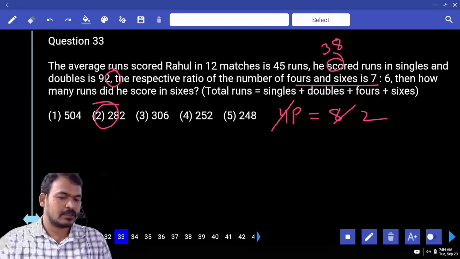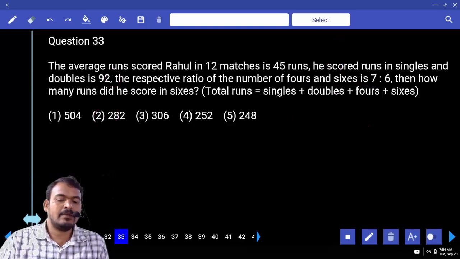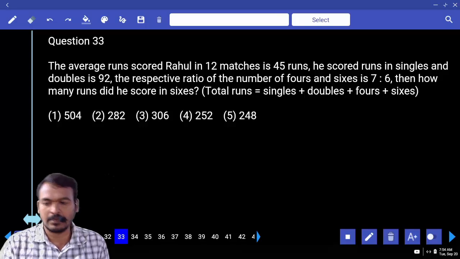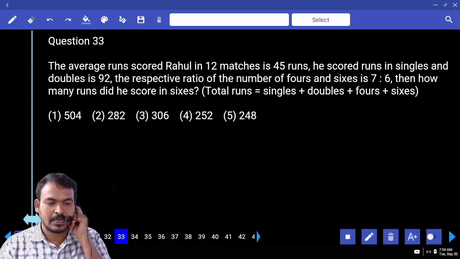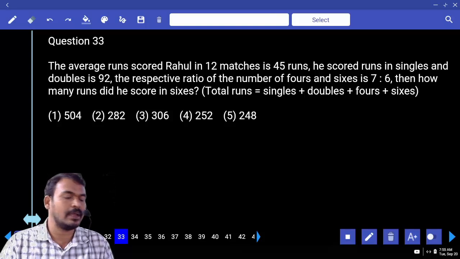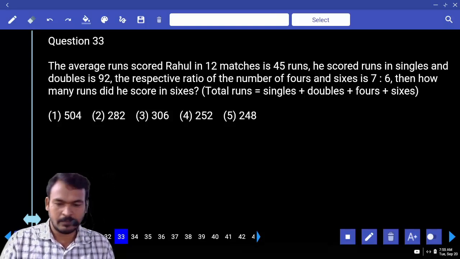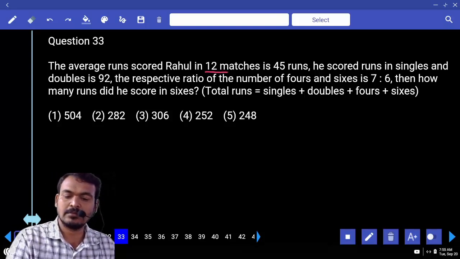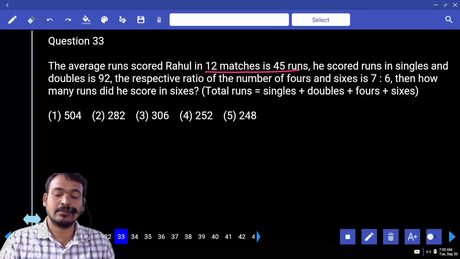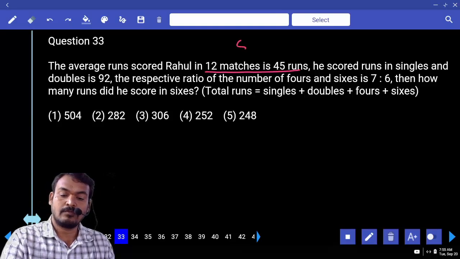Next, question number 33. The average runs scored by Rahul in 12 matches is 45 runs. He scored 92 runs in singles and doubles. The respective ratio of the number of 4s and 6s is 7:6. Then how many runs did he score in 6s? Okay. First, total how many matches? 12 matches. What is the 12 matches average? 45. Sum, 12 into 45. How much?